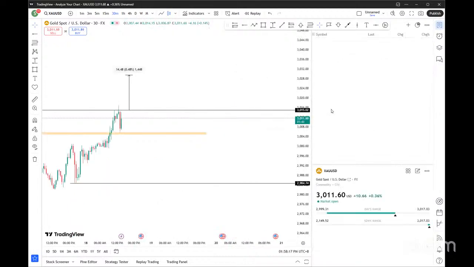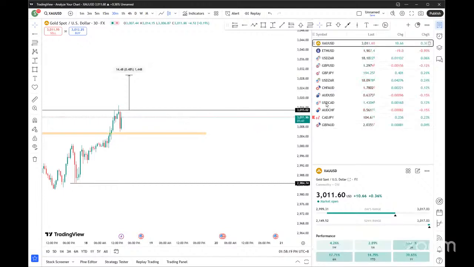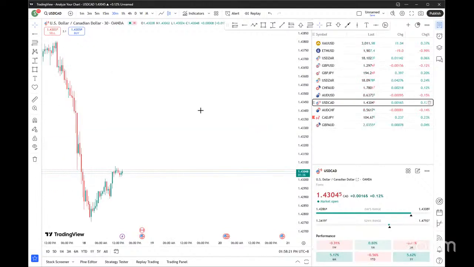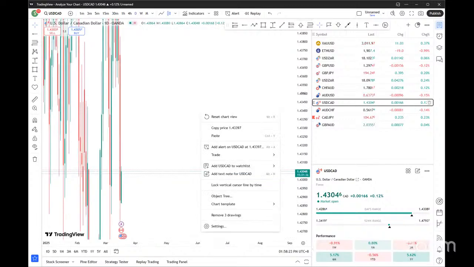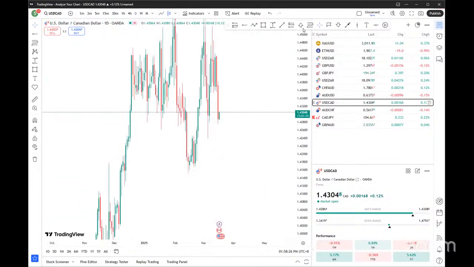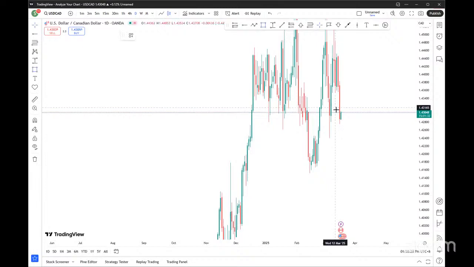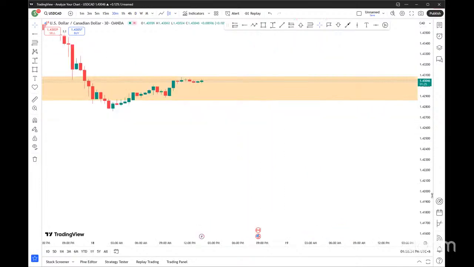Let's go to USD CAD. We'll start with the daily. Right, very simple. Looking at the daily, we get a box. Mark your high and the low of the candle. Jump down to your 30. Look for clean range and you are done.